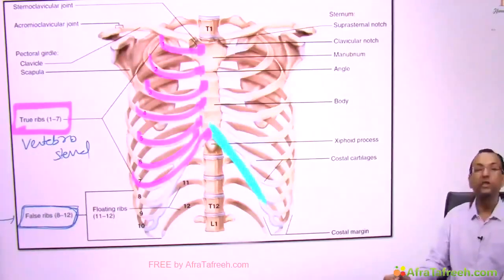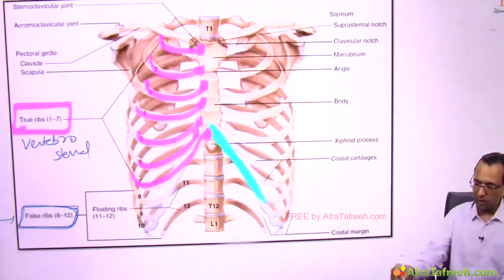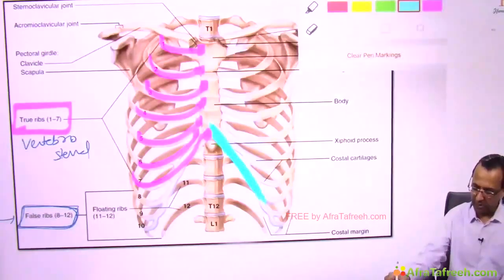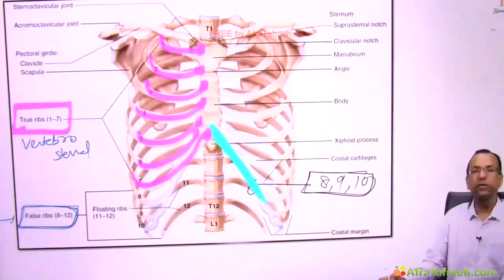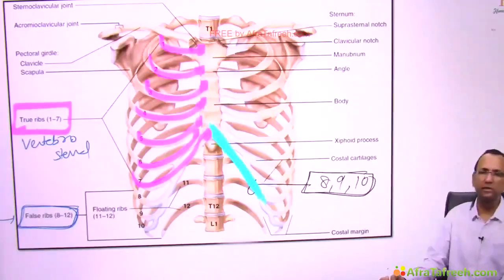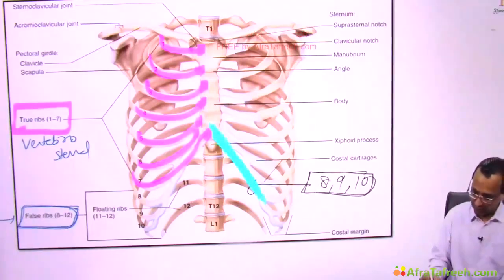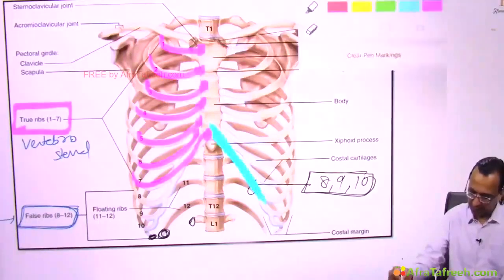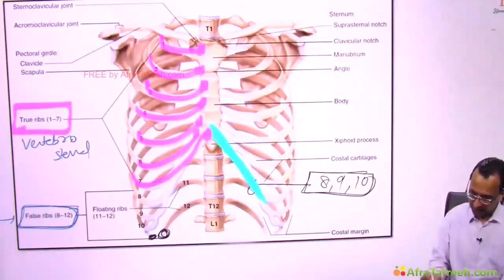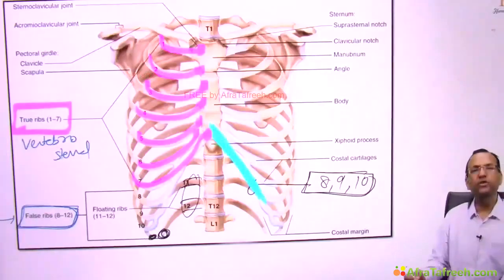What is the costal margin made by? The costal margin is made by rib numbers 8, 9, 10. If it is only 8, 9, 10, then what about 11, 12? 11, 12 are floating ribs. If you say rib numbers 11 and 12 are floating ribs, they don't attach to the sternum.